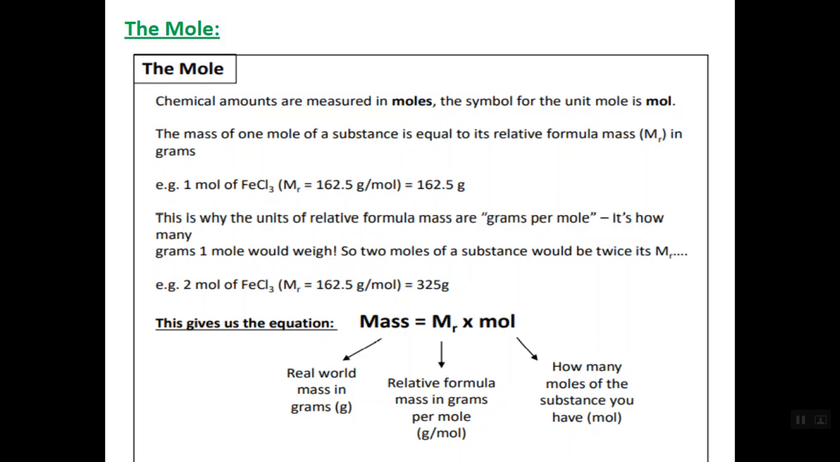So that's why the unit is grams per mole, and that's why you can make a little bit of a connection. Now, if I said to you, I've got 2 moles of iron chloride, naturally you're going to think, well, 1 mole is 162.5, I've just got to double it. If I said 5, you're going to times 162.5 by 5, and so on. That is the fundamental thing that you need to know about the mole. That's equal to the relative formula mass. And if you keep that in your head throughout, you'll do okay.